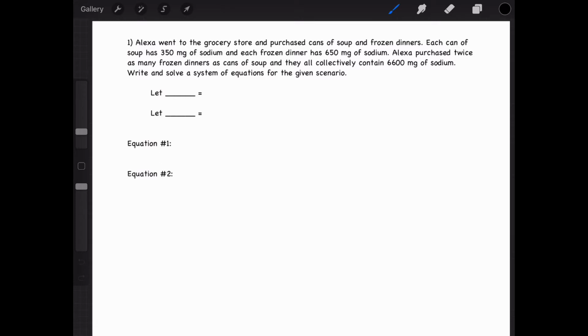So first thing we need to do is define what our variables are. So for this example, let's have x and y be our variables. Now remember that variables represent what we don't know. So in this problem, we don't know the number of cans of soup she bought or the number of frozen dinners she bought. So let's let x and y represent those two unknowns.